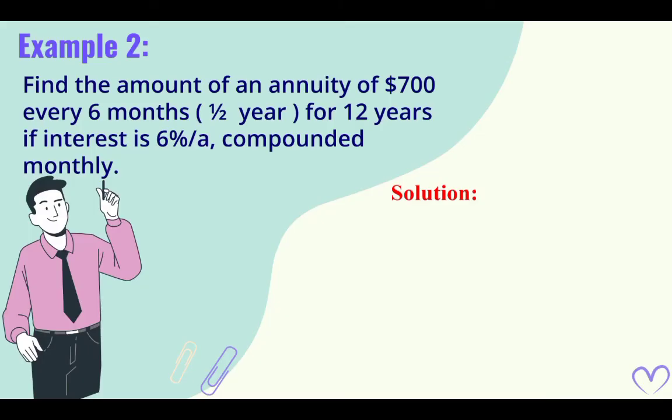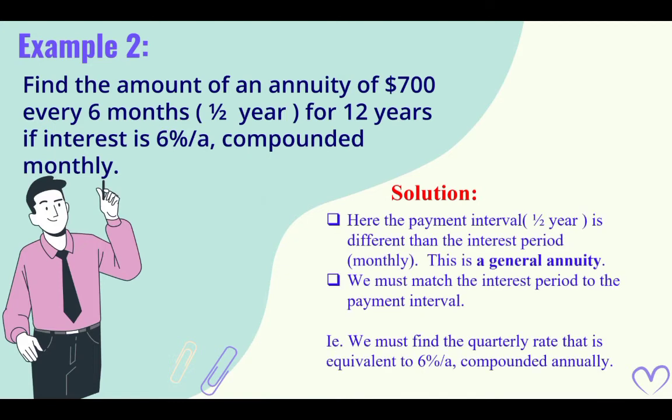For our second example, find the amount of an annuity of $700 every 6 months, or every one half year, for 12 years if interest is 6% compounded monthly. Same solution as in example number 1. Here the payment interval is 1/2 year, which is different from the interest period, which is monthly, because the interest is compounded monthly.